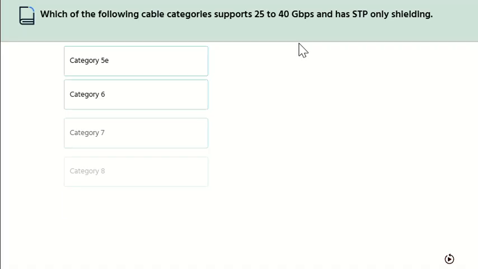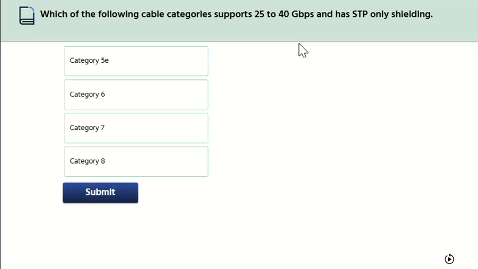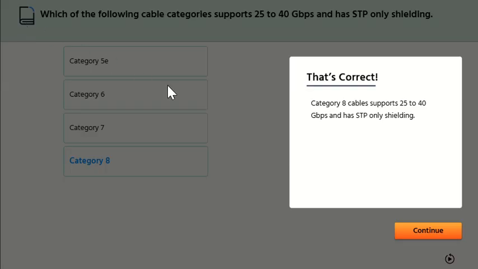Which of the following cable categories supports 25 to 40 gigabits per second and has STP-only shielding? Option 2. Category 6. Option 3. Category 7. Option 4. Category 8. Select the best option. That's correct. Category 8 cable supports 25 to 40 gigabits per second and has STP-only shielding.